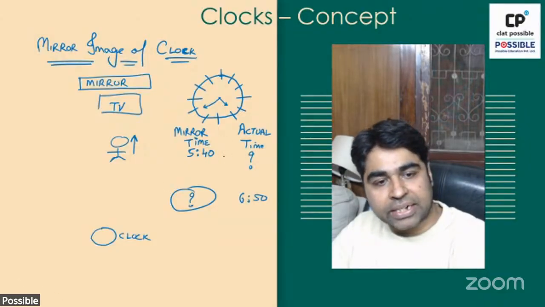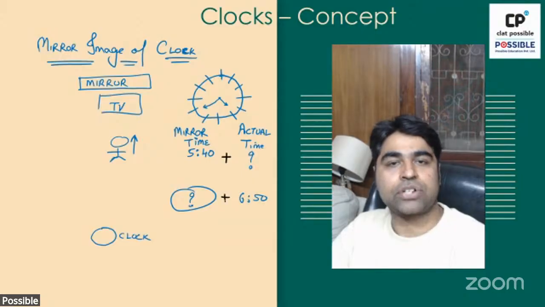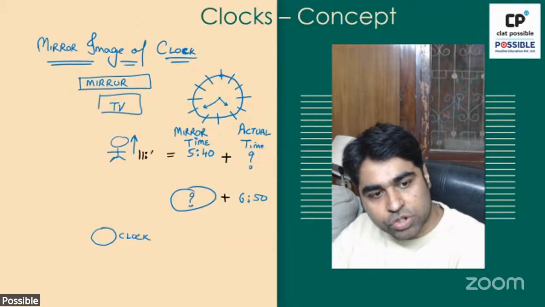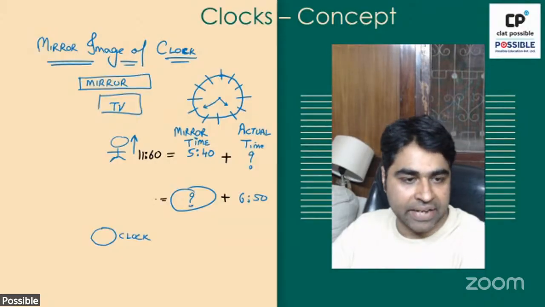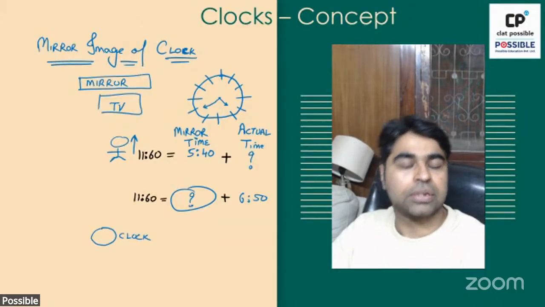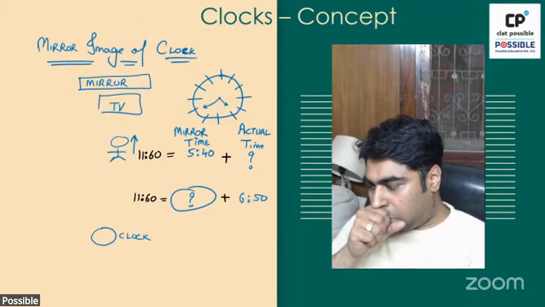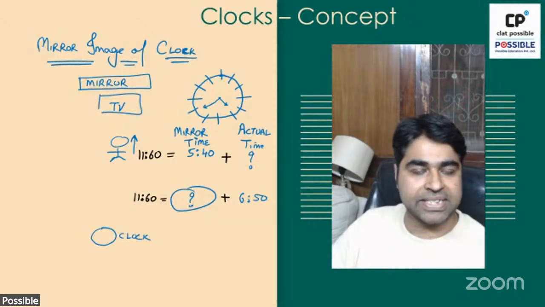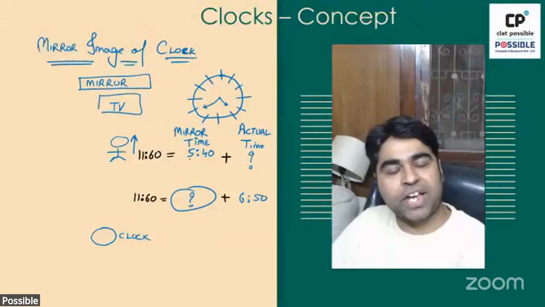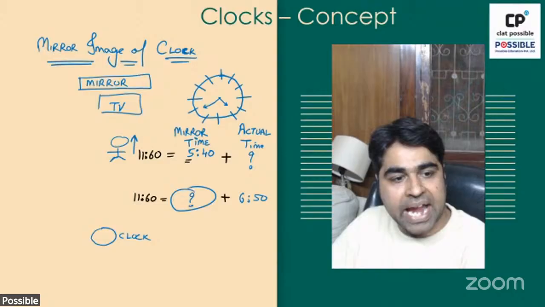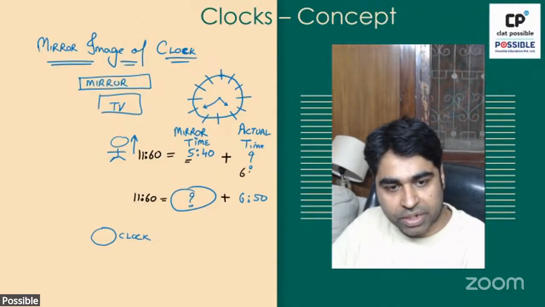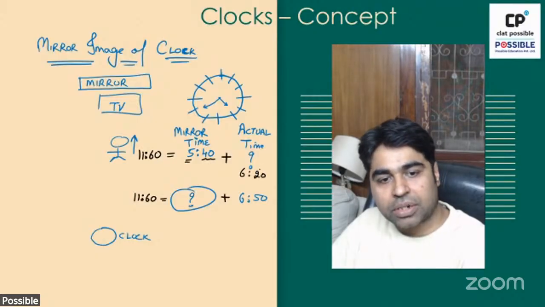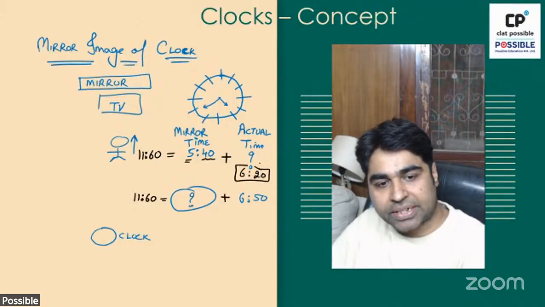The logic is that the summation of the mirror image time and the actual time should always be equal to 12 o'clock, and for calculation benefit we write it as 11:60. So the summation of mirror image time and actual time should always be 11:60. If the mirror image time is 5:40, ask yourself what to add to 5 to make 11. So add 6. And what to add to 40 to make 60? 20. So the actual time will be 6:20, guys.